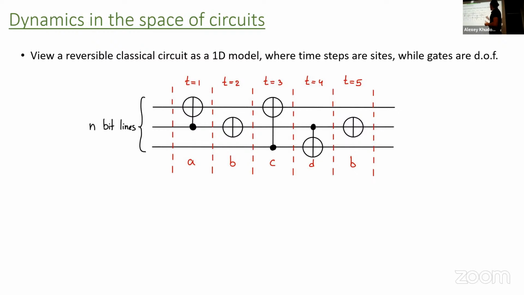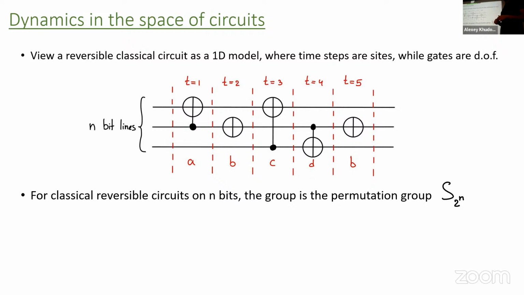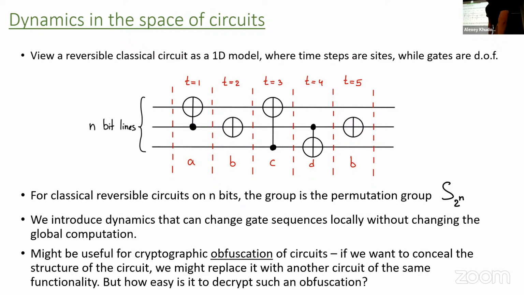So I can basically formulate it as one of these group word problems, because for classical reversible circuits, the group that these different elements form is a permutation group, S_{2^n}, where n is the number of bit lines that we have. And I can essentially ask, can I introduce some local dynamics that locally changes the sequence of gates in my circuit, but in such a way that the global computation that my circuit performs is preserved.